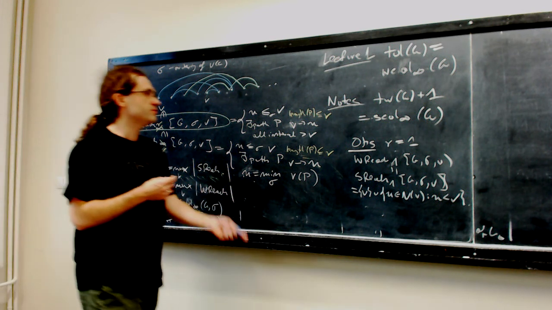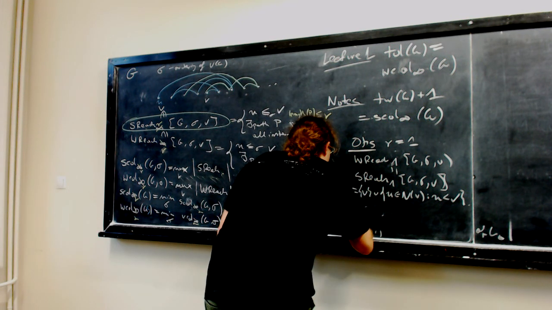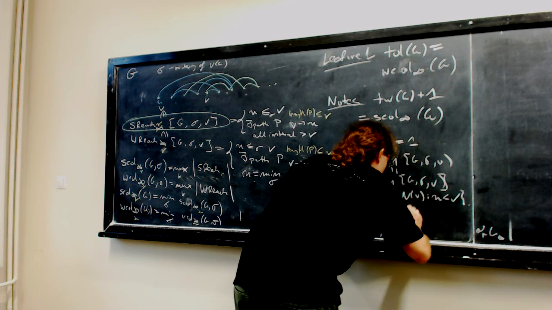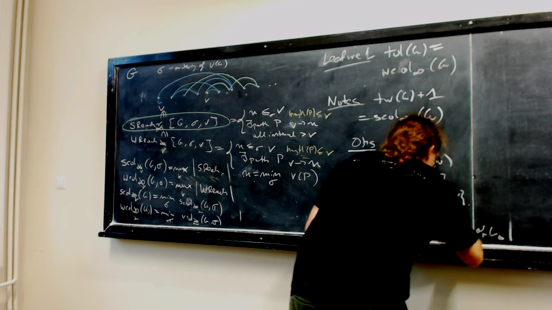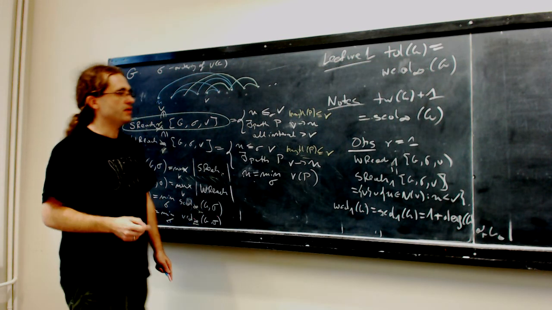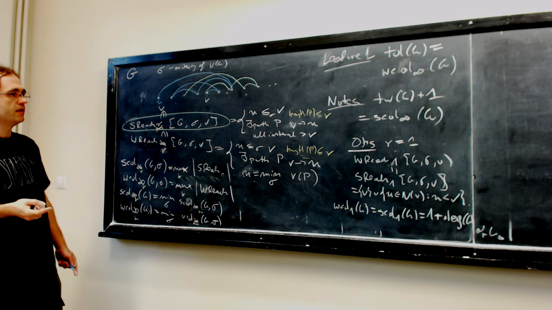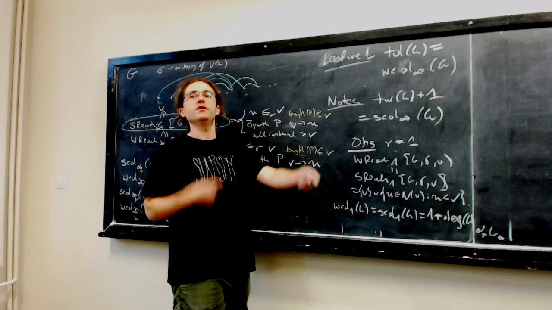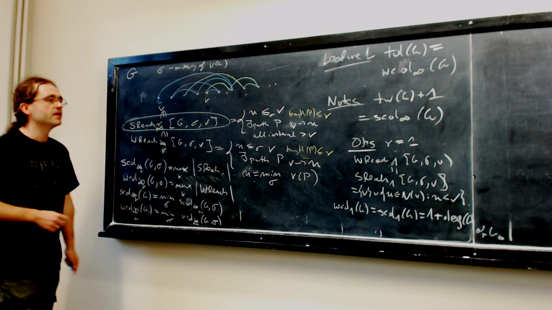Which means that wcol 1 of G is the same as scol 1 of G, which is 1 plus the degeneracy. Because the 1 comes from the fact that we count v here, and for the degeneracy we just count the earlier neighbors. That's this 1 extra here.